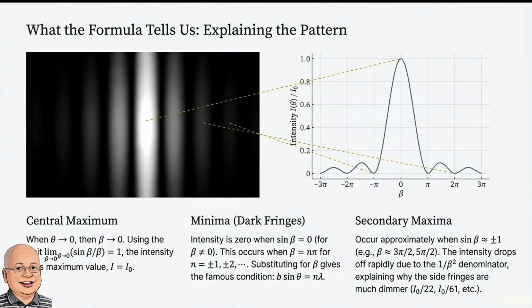Then secondary maxima we will get approximately when sin beta is approximately plus or minus 1. So beta is approximately 3 pi by 2, 5 pi by 2, etc. The intensity will drop off rapidly due to the 1 by beta squared denominator. That explains why the side fringes are much dimmer than the main beam or the central maximum. At the center it is I0, the second one will be I0 by 22, the third will be I0 by 61 approximately, etc.